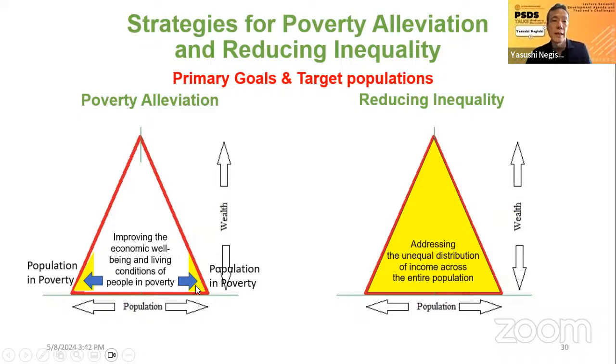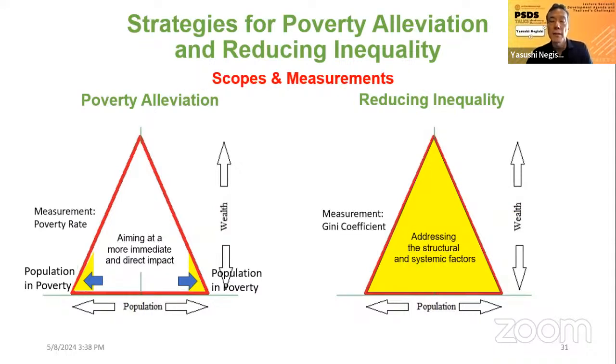The focus in case of poverty alleviation, we only focus on the population in poverty. But in the case of reducing inequality, we have to deal with the entire population. That's the one difference. And the next difference is measurement and scope. As I can explain, in case of poverty alleviation, we use poverty rate. But in the case of income inequality, we use Gini coefficient.